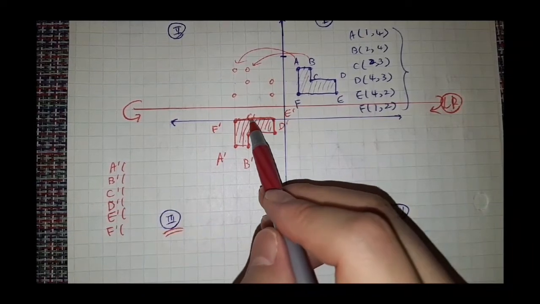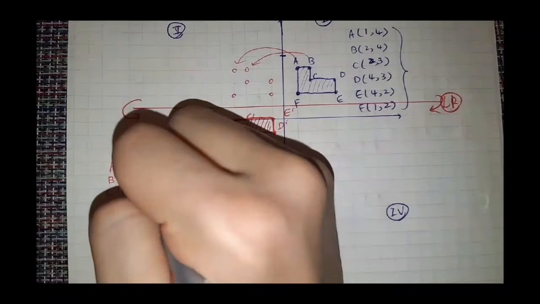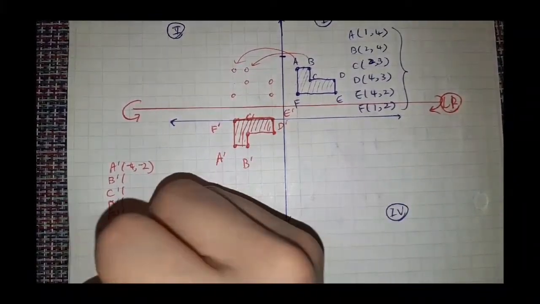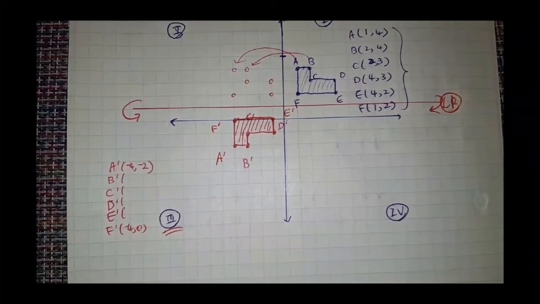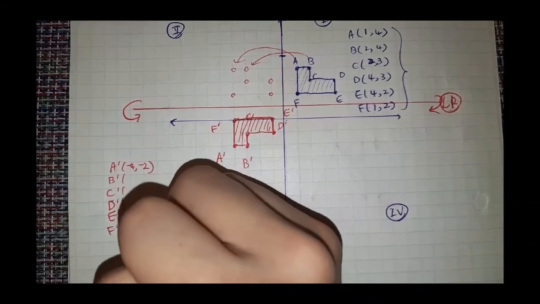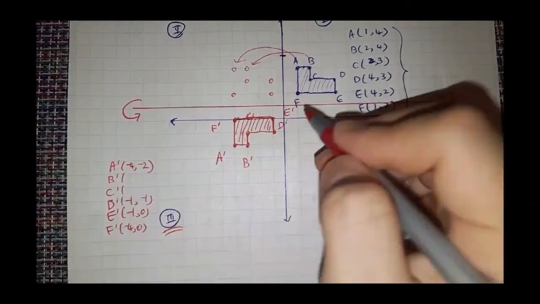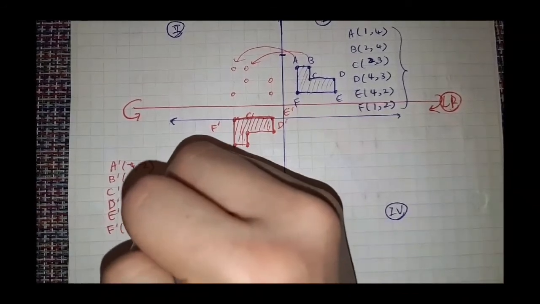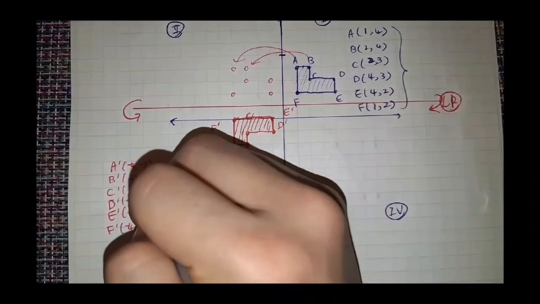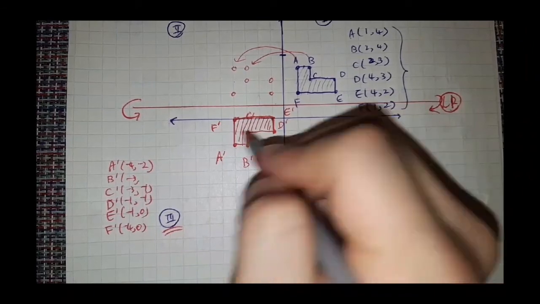A is 1, 2, 3, 4 to the left, 1, 2, 2 down. F is 1, 2, 3, 4 to the left. There's nothing going up or down. E is the same fate, 1 to the left, and that's it. D is 1 to the left, 1 down. C is 1, 2, 3 to the left, 1 down. B is 1, 2, 3 to the left, and 1, 2, 2 down.